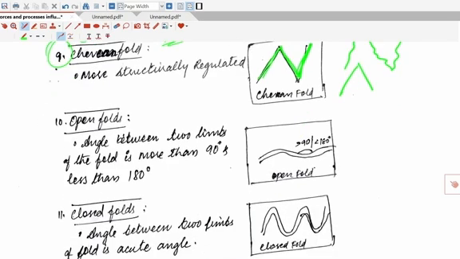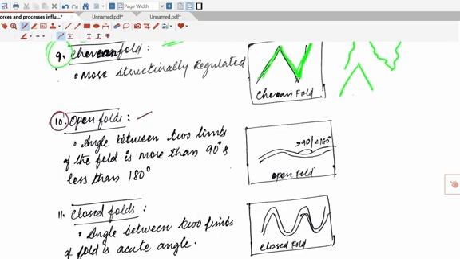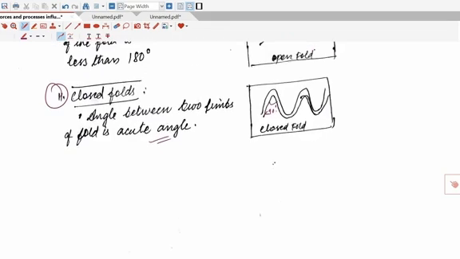And what is the open fold? Open fold: the angle between two limbs of the fold is more than 90 degrees and less than 180 degrees. See here, this is the fold and the angle between them is greater than 90 and less than 180. So this is called open fold. And closed fold is when the angle between two limbs of the fold is an acute angle, that is less than 90 degrees. That is the closed fold.